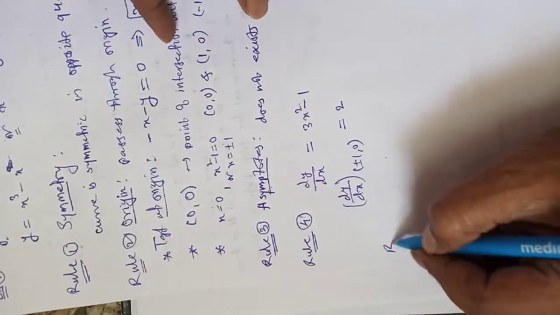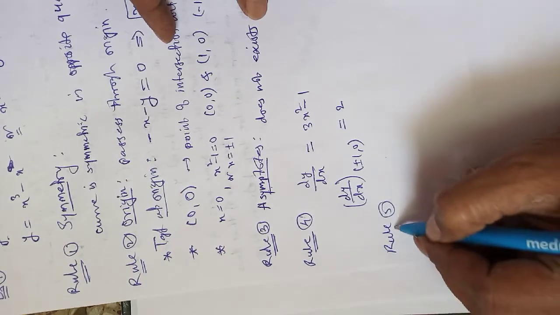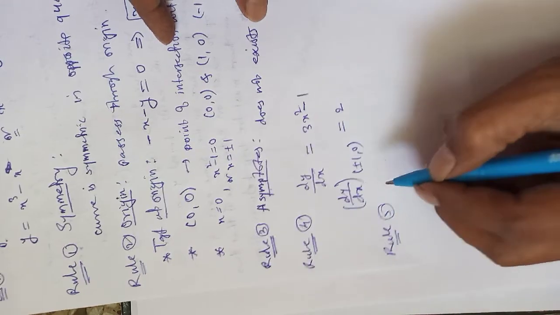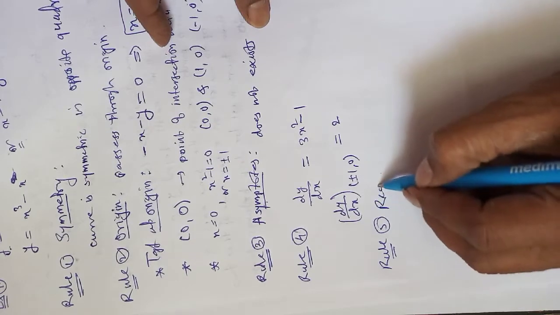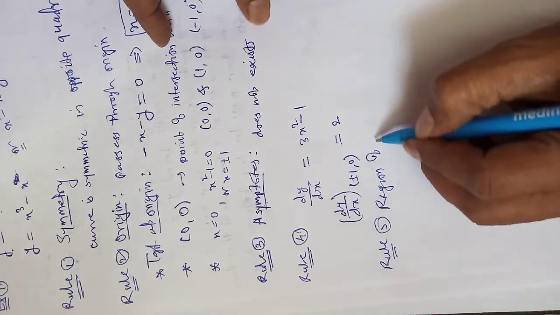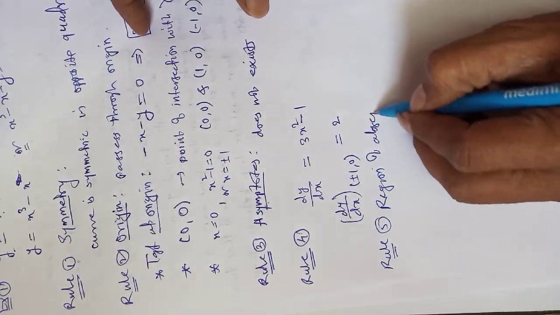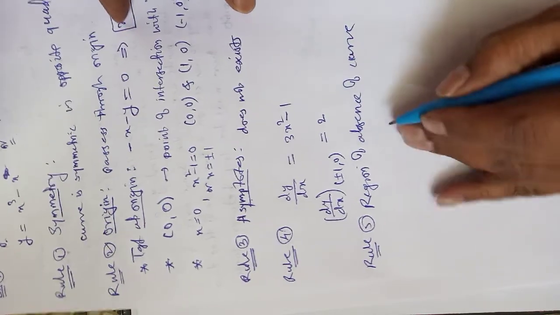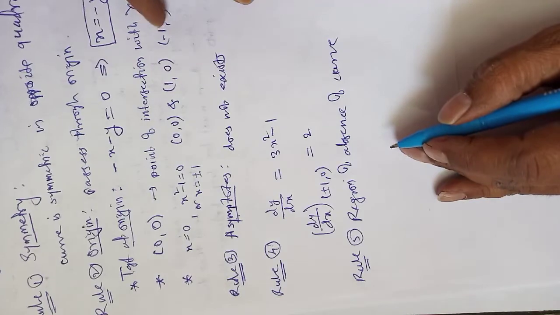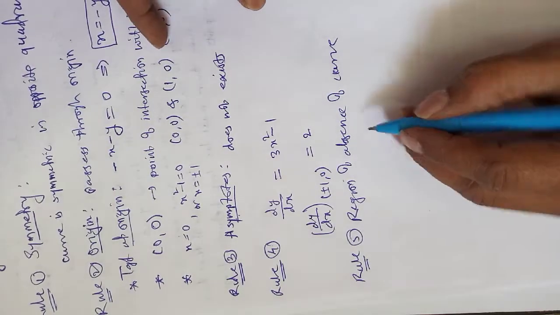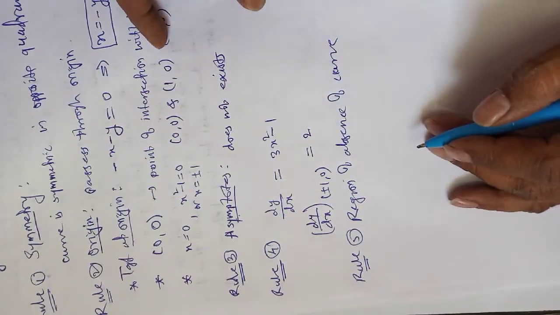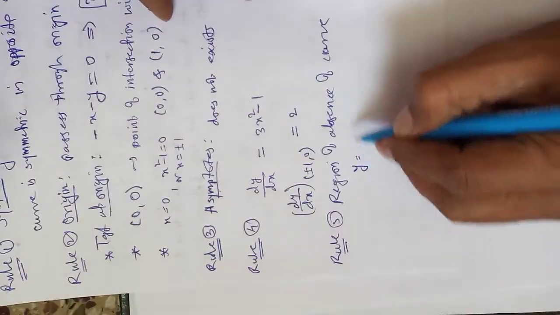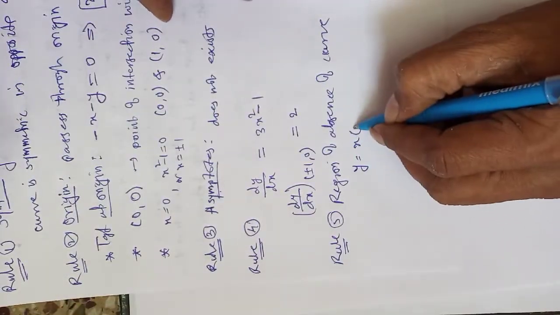Now next rule, rule 5 is region of absence of curve. Okay. So region of absence of curve. So say here y equals f(x), explicit form is there. Okay. So for this y equals f(x).